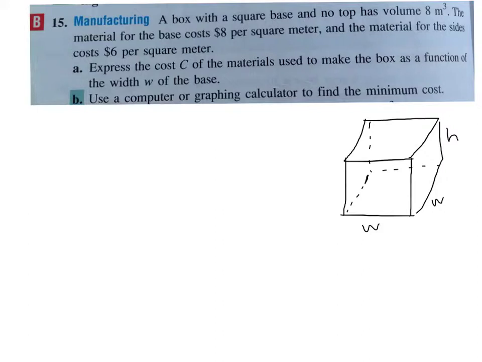So first, we want to express the cost C of the materials as a function of the width W of the base. That means we need a formula for C in which the only other variable is W, so there can't be any H's in that formula.